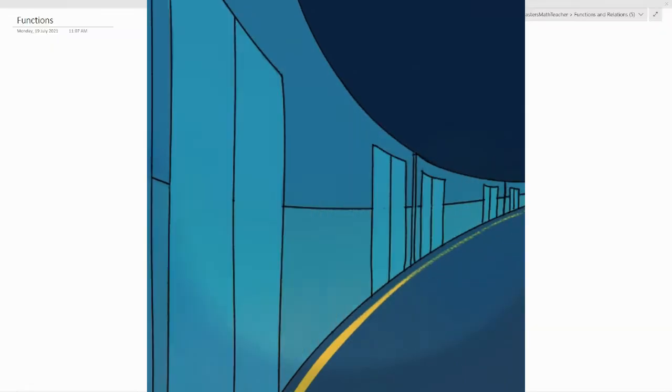You might have heard people describe functions as an input-output machine. While this is somewhat true, there is a little bit more to it than that. So let's define a function.